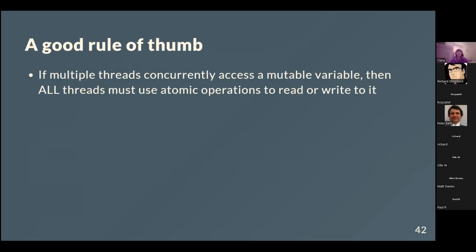As to whether or not to use atomics at all, or at least whether to use atomics or mutexes, if multiple threads concurrently access a mutable variable, then all threads have to use atomic operations to read or write to it, or they could use mutexes. So you have to use something if you're using multi-threaded code, and Rust won't let you not use something unless you try really hard. But if you're going to use something, make sure you're using it as properly as you can.